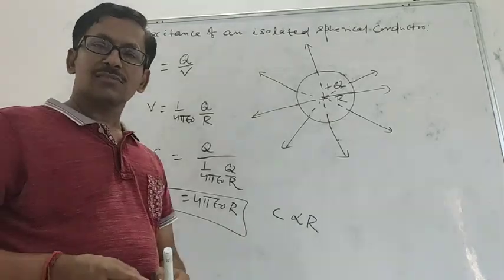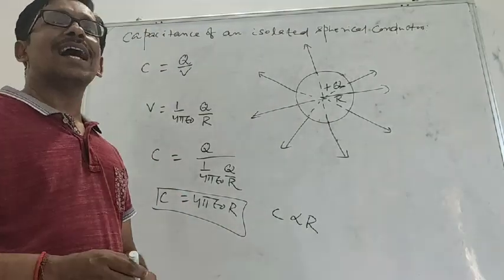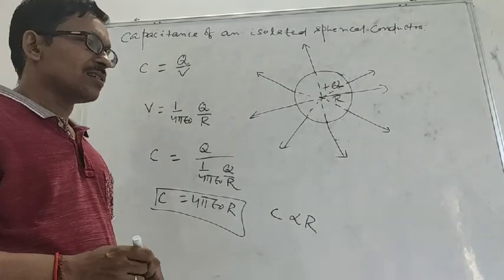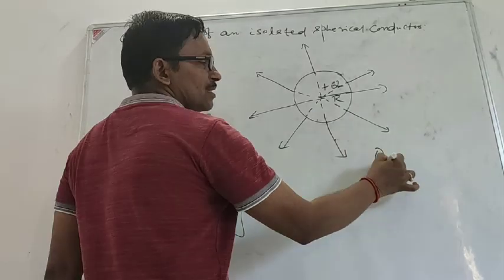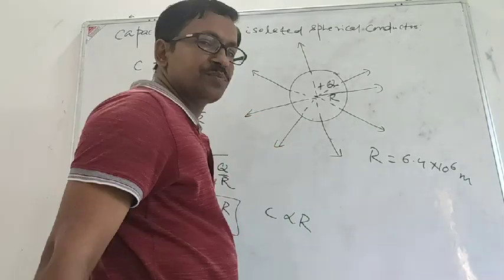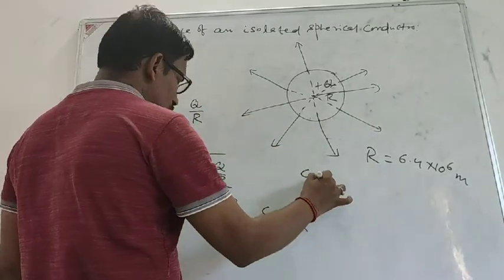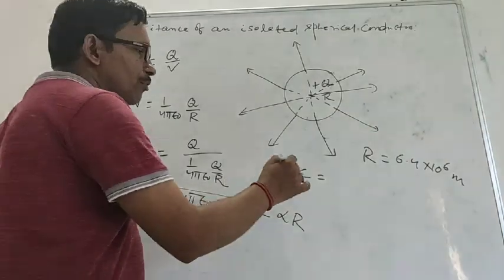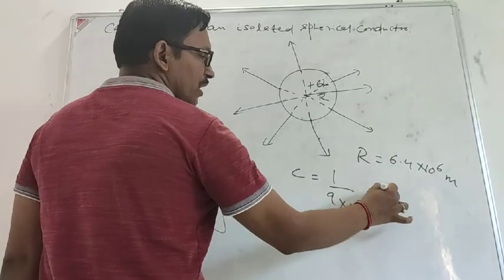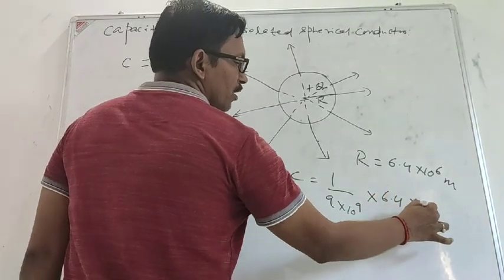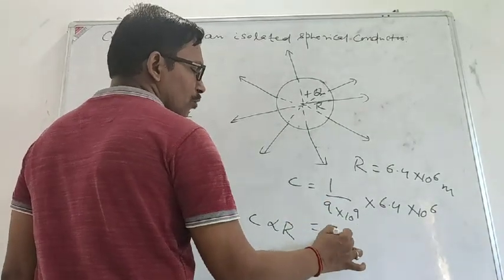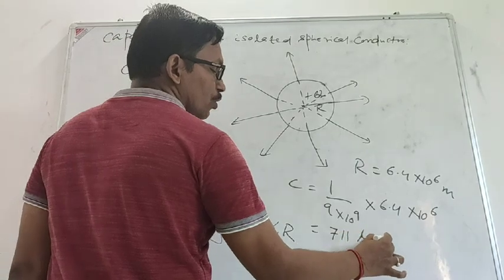Now, take an example. Let us calculate the capacitance of earth. Earth can be considered as a sphere of radius R. You know the radius of earth, R is equal to 6.4 into 10 to the power 6 meter. Then what is the capacitance? C will be equal to 4 pi epsilon naught R. You know the value of 1 by 4 pi epsilon naught is 9 into 10 to the power 9, so C is 1 by 9 into 10 to the power 9 into 6.4 into 10 to the power 6. If you calculate, you will get the value 711 microfarad.